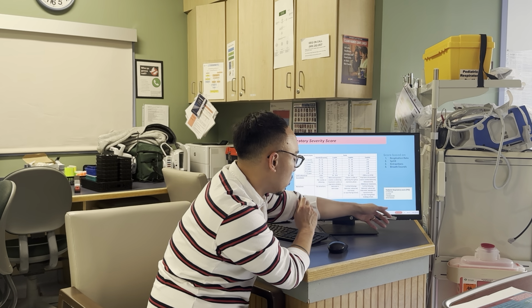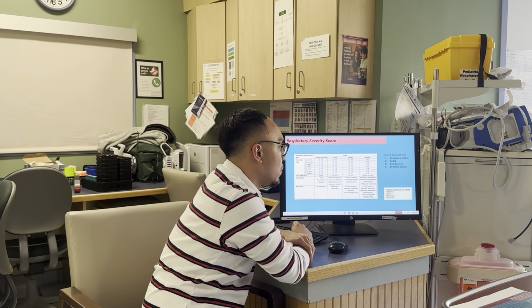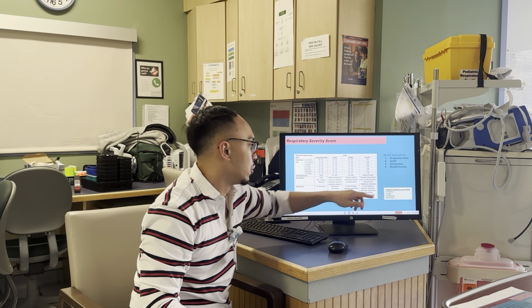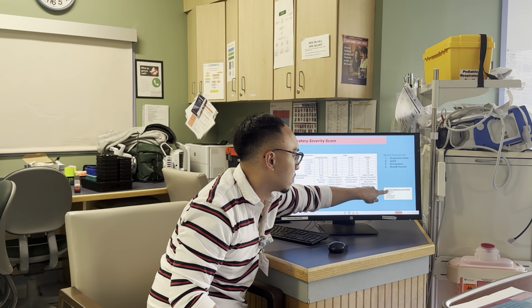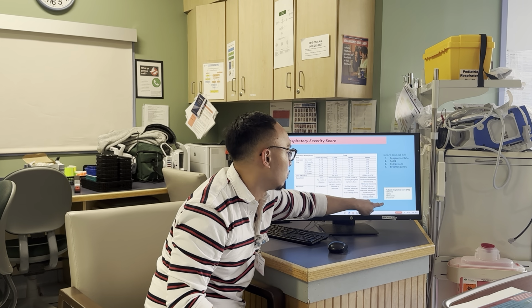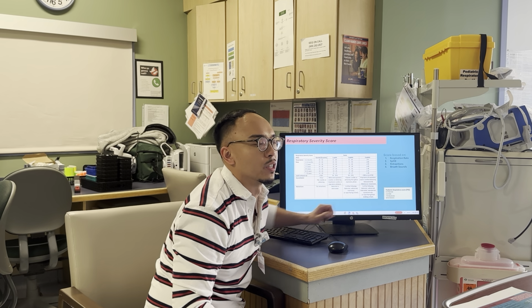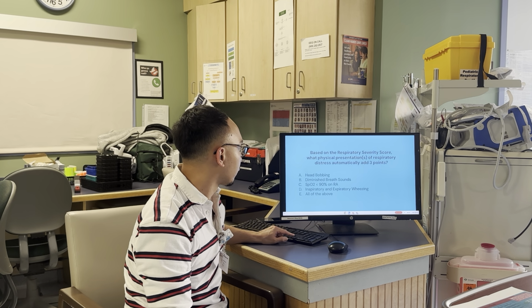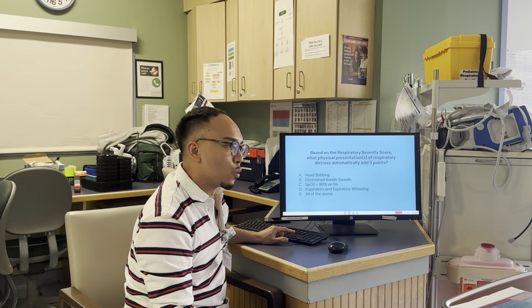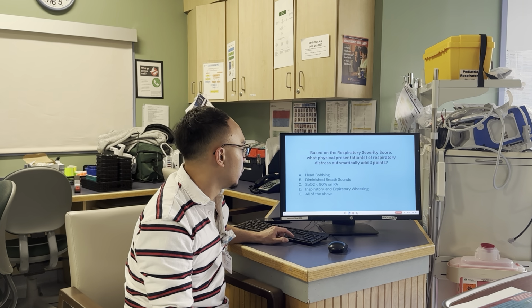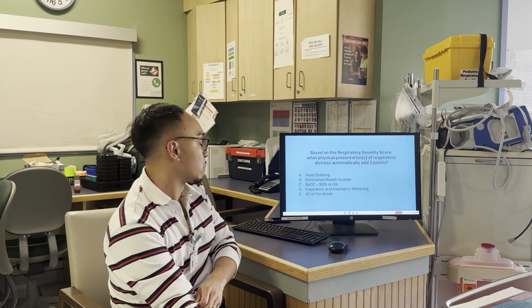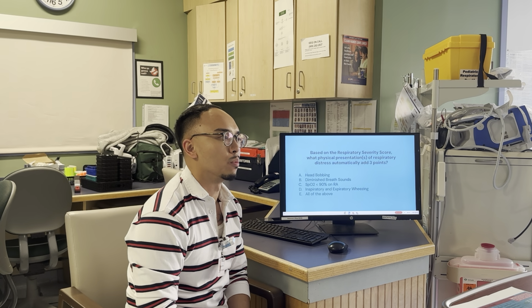So 0 to 3 is normal, 4 to 6 is mild, 7 to 9 is moderate, and 10 to 12 is severe. So our range right now is normal to moderate. We shouldn't be accepting anyone with severe respiratory distress. Okay. So now another question, based on the RSS, what physical presentation of severity of respiratory distress automatically adds 3 points?